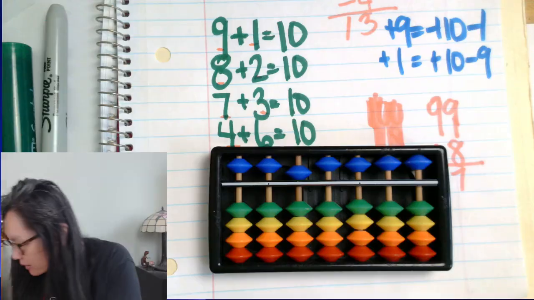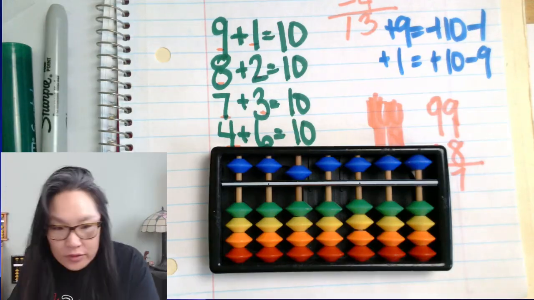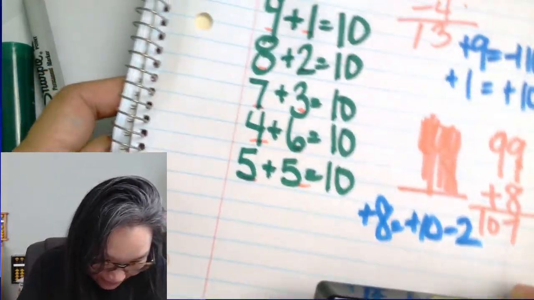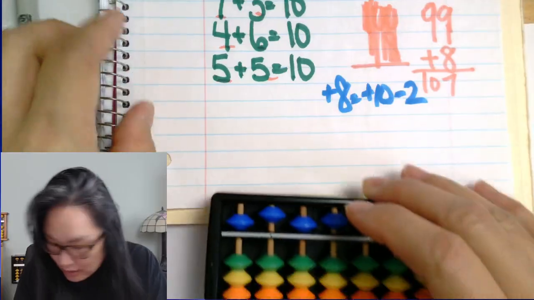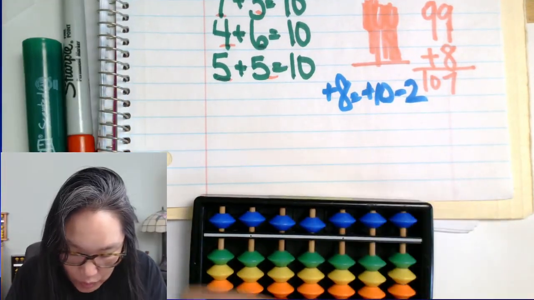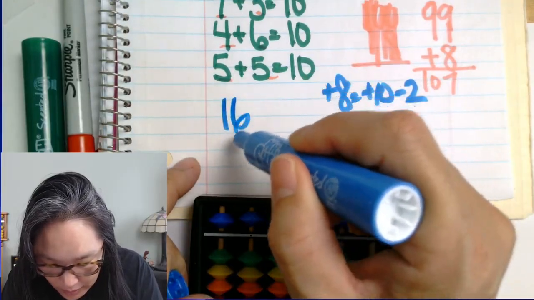Let's see. Here, let's do another. Let's do some minus because I don't do enough minus. There's not enough takeaway in my life. All right, we're going to do 16 take away 2.